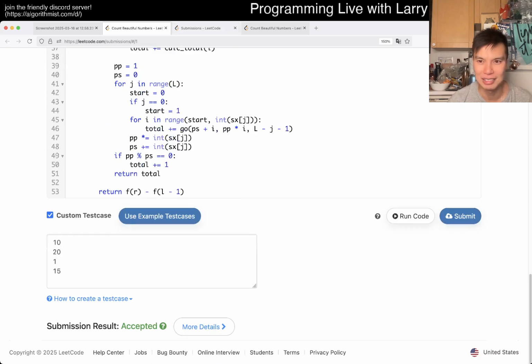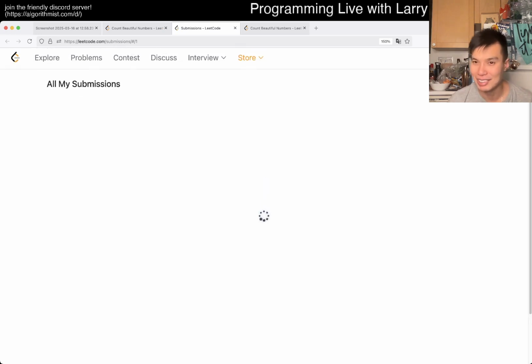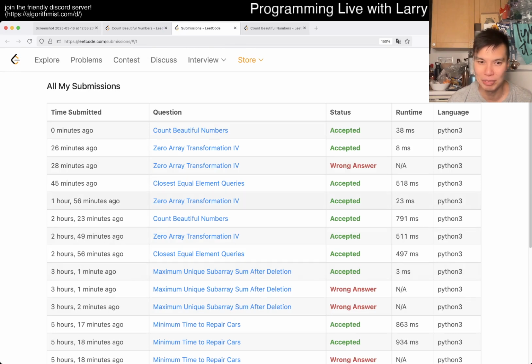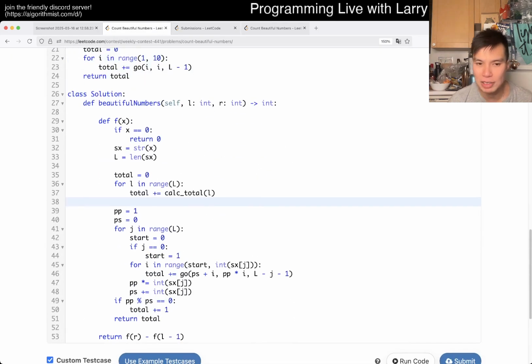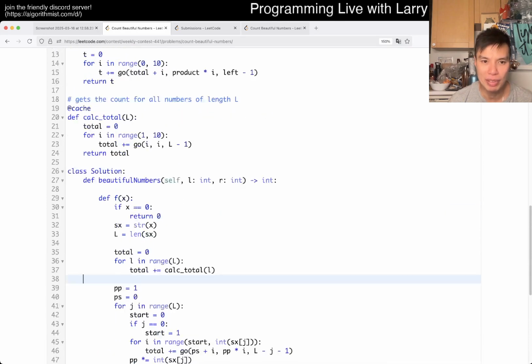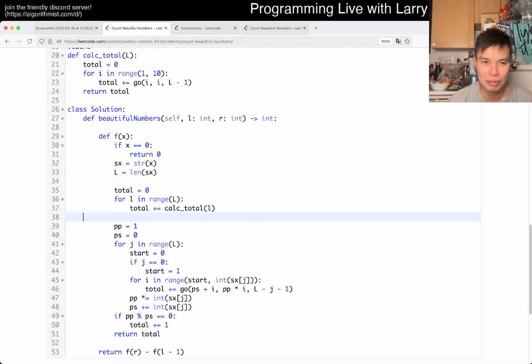Then you can see that this feels faster. How much faster is it? Well, not fast enough that Leetcode will load, but yeah, it goes from 791 to 38. So it went way faster, right? But yeah, that's all I have for this one. Let me know what you think. And yeah, I'll go over it again really quickly.